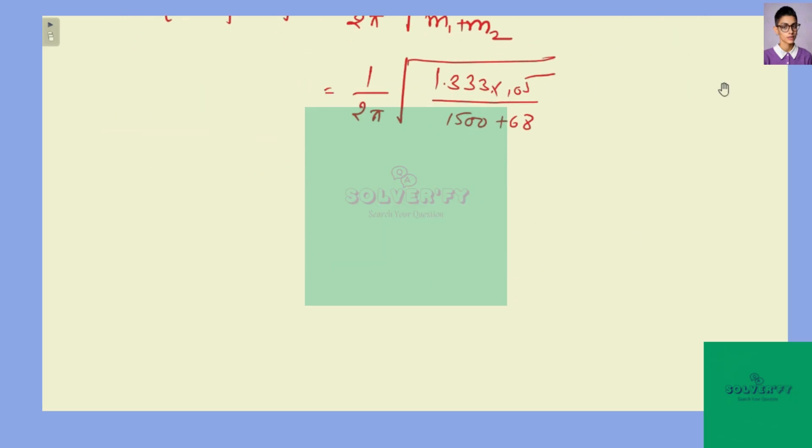Now after solving this we get the value of frequency, and this comes out to be 1.467 Hertz. So this is the frequency of the oscillation, and this is our answer for this given question.